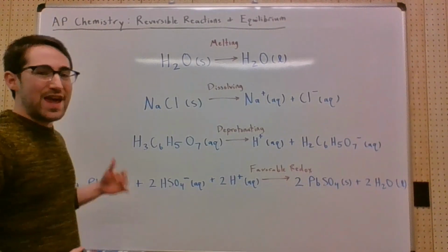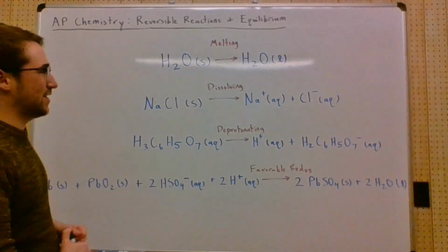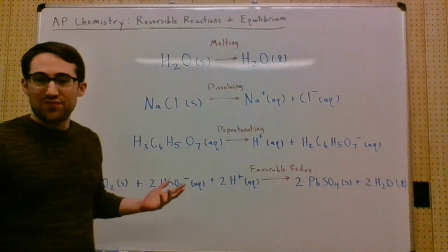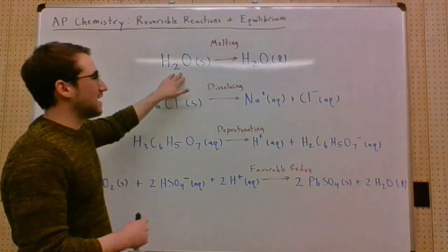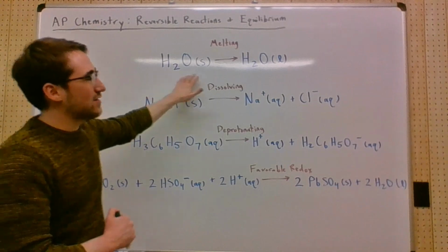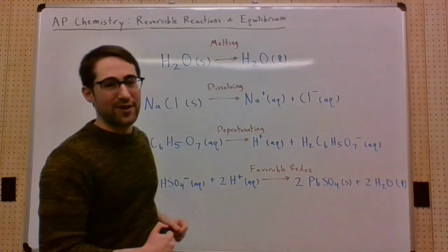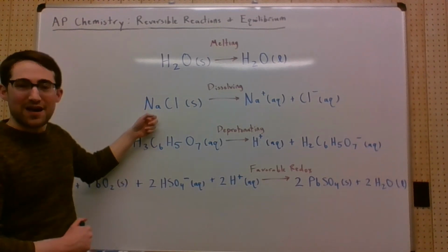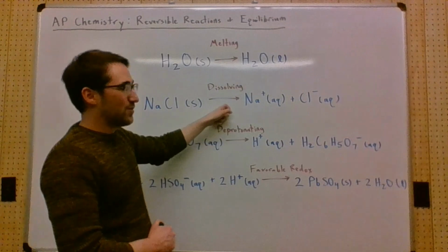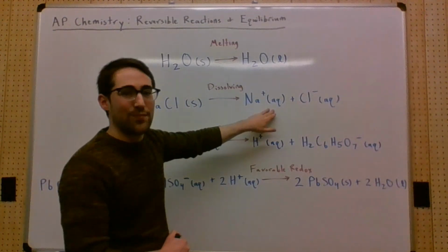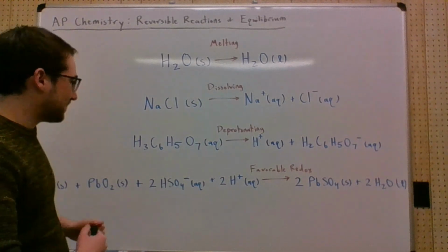Okay, so we have chemical equations that represent these four processes that we are talking about. So typically, this is how we see these processes happen. We have H2O as a solid that melts into H2O as a liquid, right? Same chemical formula, but different phase of matter. We have solid salt, NaCl, that dissolves and breaks up into its ions, into Na+ and Cl-. Those are both aqueous. They're floating around in the water.